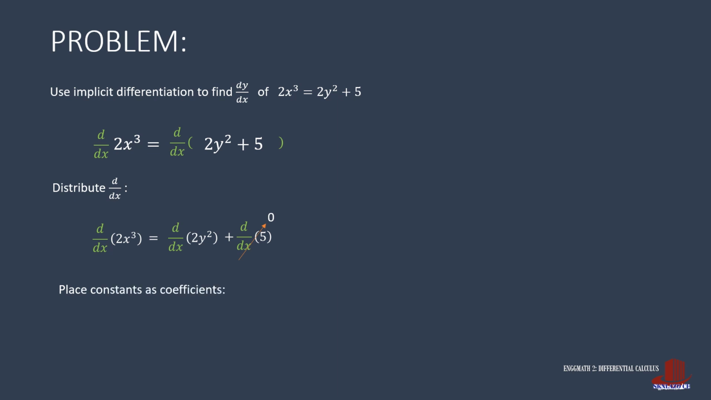Next is to apply the constant multiple rule, and that is by placing the constants before the derivatives. From the left term, take the constant 2 before d over dx of x cubed. Do the same on the right, so take out 2 from d over dx of y squared. We can differentiate as the derivatives are already simple enough.